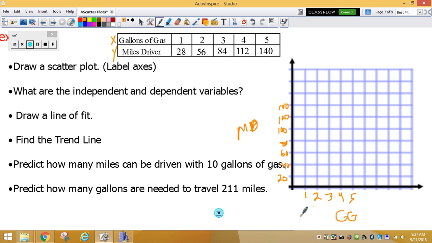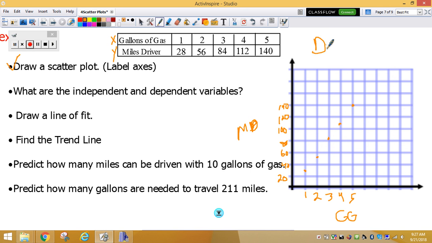So draw a scatter plot. We got it labeled. 1 is going to be at 28. 2 is going to be at 56. 3 is at 84. Let's go here. 4 is at 112. 5 is at 140. Check. All right, independent and dependent.